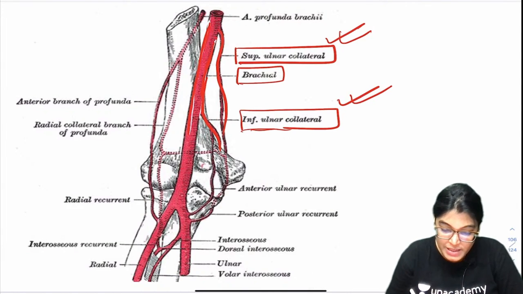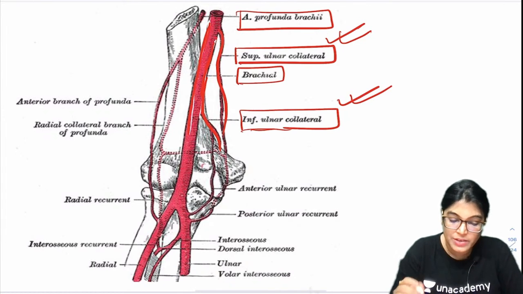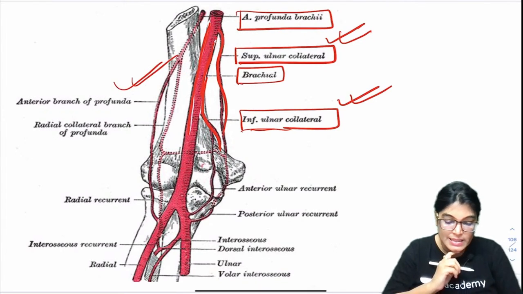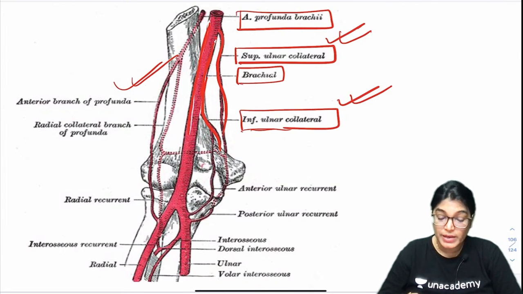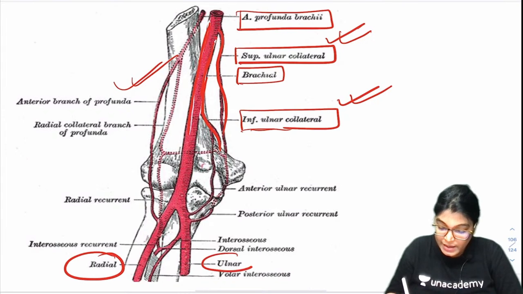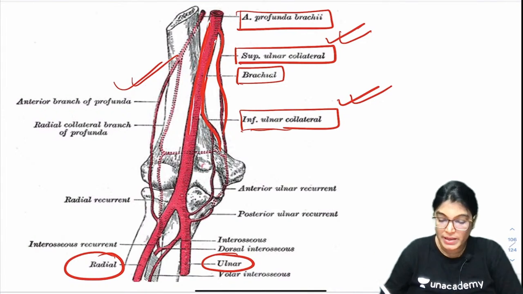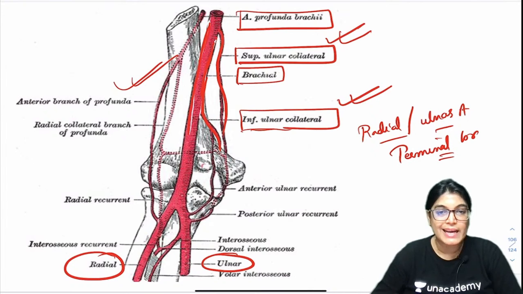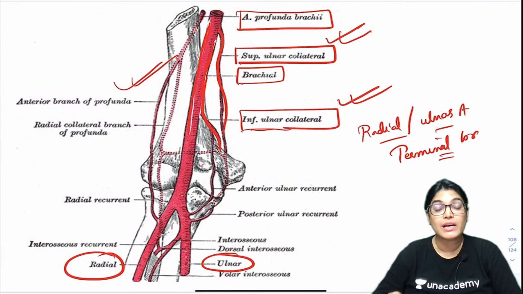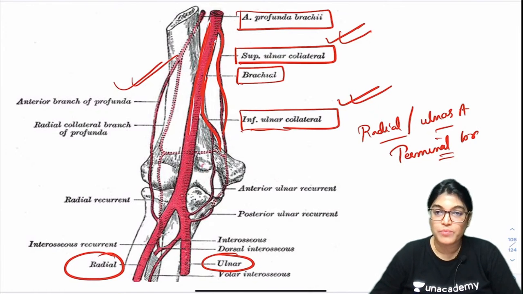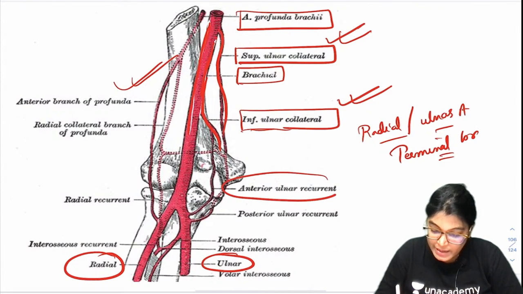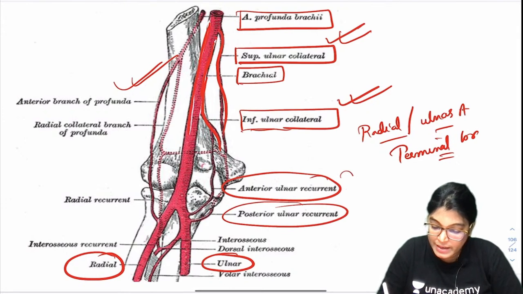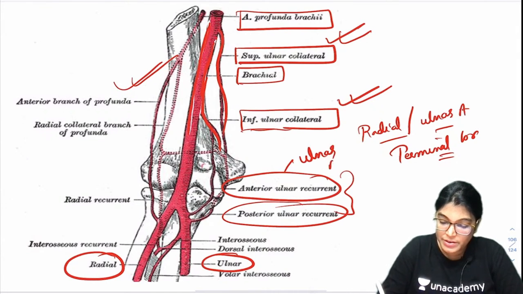The other direct branch is the profunda brachii artery. This is also profunda brachii artery, but to show you its branches, it is shown like this. Profunda brachii artery is also a direct branch, and you can see radial and ulnar arteries. These two arteries are terminal branches of brachial artery. So now you can approach the right answer, that the other arteries mentioned were not direct branches of brachial artery. Also, you can see ulnar recurrent arteries, posterior ulnar recurrent, all these are branches of ulnar artery.